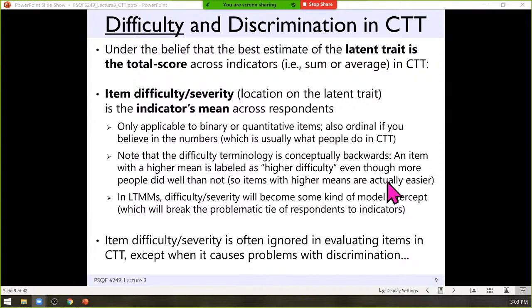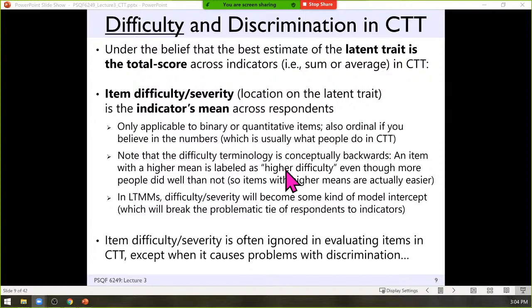In the latent trait models where we're headed, difficulty is going to become an intercept of some kind, where it becomes the expected item response conditional on a given trait level. So that breaks the tie between the persons and the items. In classical test theory, even though items differ in difficulty, that's not often a characteristic that is used to select or remove items from a scale.